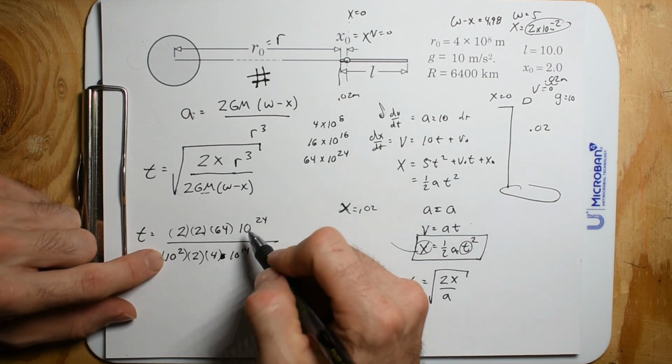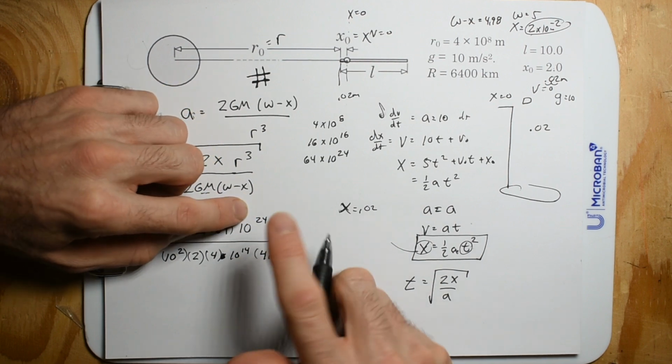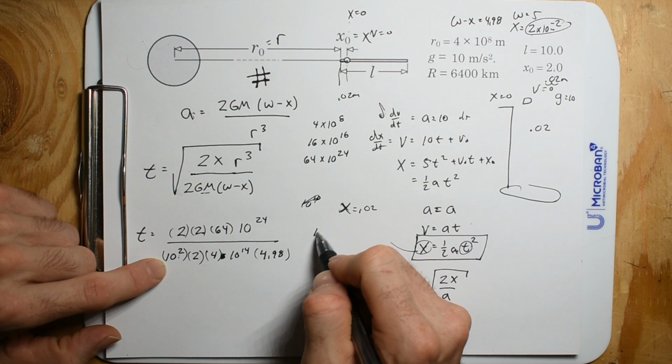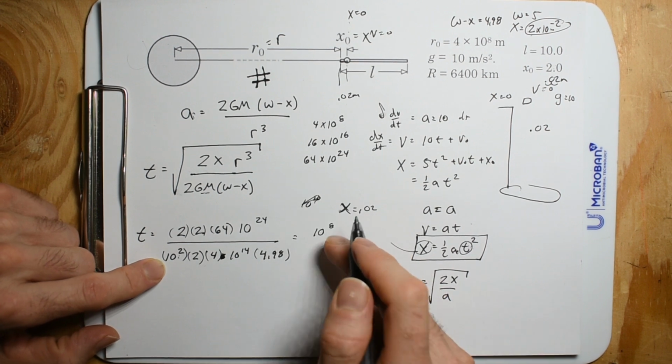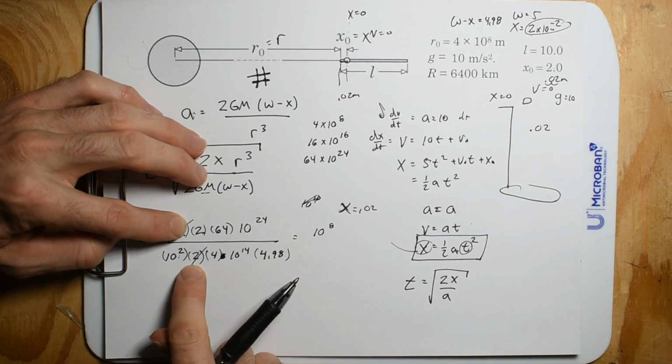So now we're going to cancel the 10s. 10 to the 24, 10 to the 14. This is going to be 10 to the 10 up top, but we have a subtract, so we're going to have 10 to the 8. See how I got that? So we have 10 to the 8 up top. This 2 is going to cancel that 2.